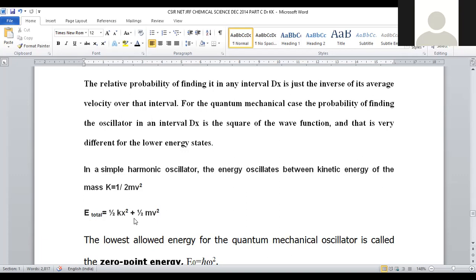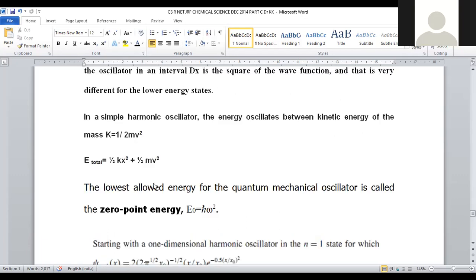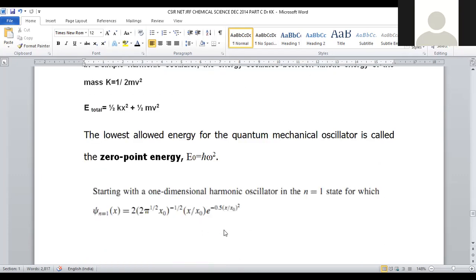What is kinetic energy? What is potential energy? Kinetic energy is nothing but the energy imparted due to motion, and potential energy is the energy associated with the object when it is in a stagnant condition. So when we sum these two, the total energy is obtained. Then what is meant by zero point energy? The lowest allowed energy, when the n value is equal to 0, is denoted as the zero point energy in the quantum mechanical oscillator. The E naught value is calculated as h cut omega.